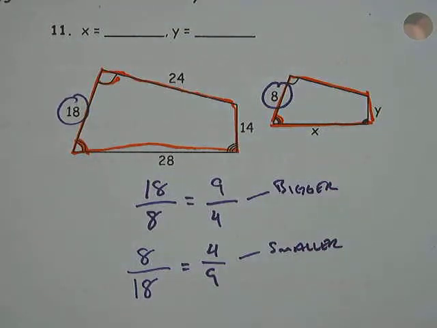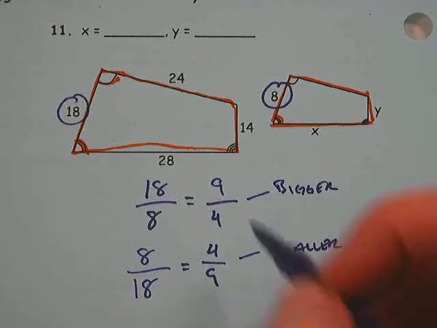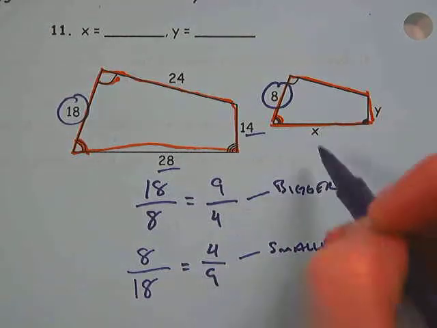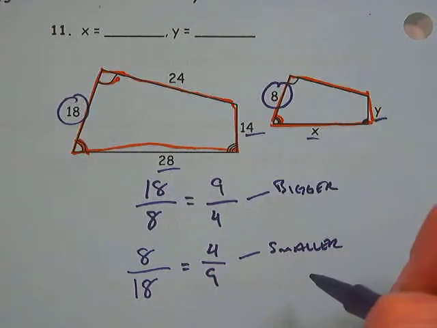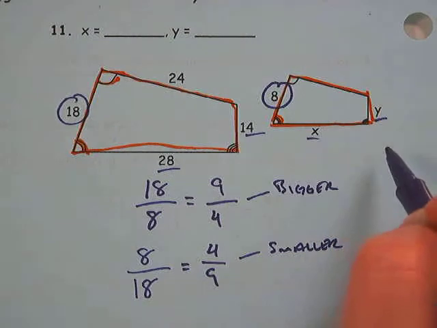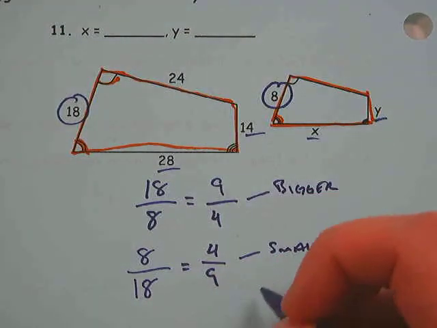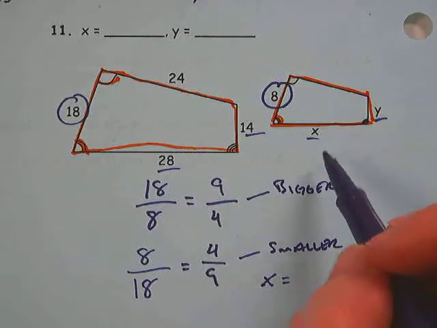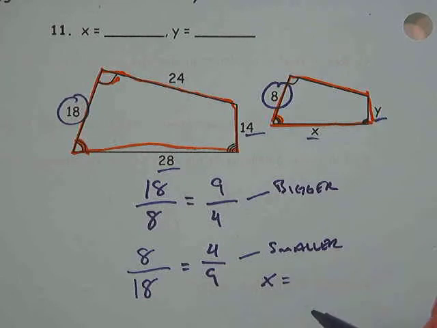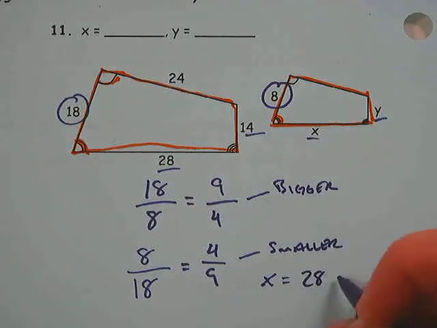So if we need to make something bigger, we have to use this one. If we need to make something smaller, we have to use this one. In this case, both of these correspond with x and y, so 28 and 14 correspond with x and y, and we need to make both of these smaller. So starting with x, x is going to be 28 times our smaller scale factor. So 28 times 4 over 9.